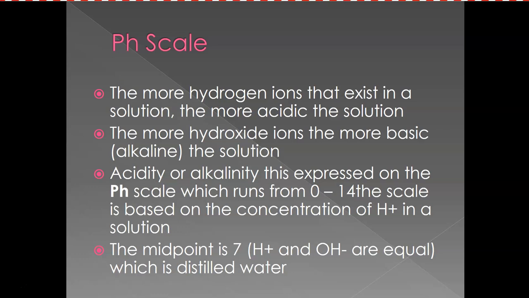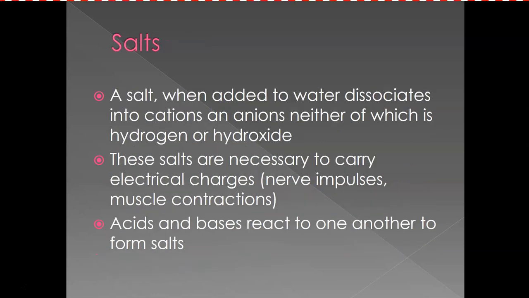The scale runs from 0 to 14, and it is based on the concentration of hydrogen in a solution, not of hydroxide. The midpoint, which is distilled water, which is neither alkaline nor acidic, is 7. So 0 to 14 is the scale. 7 is considered to be completely balanced, like distilled water, which means it's neither acidic nor alkaline. A salt, when added to water, dissociates into cations and anions, neither of which is hydrogen or hydroxide.